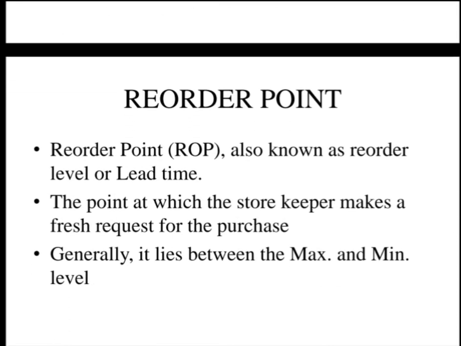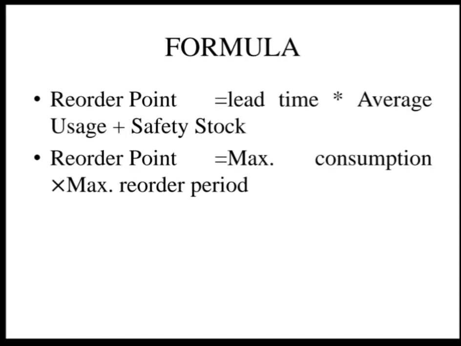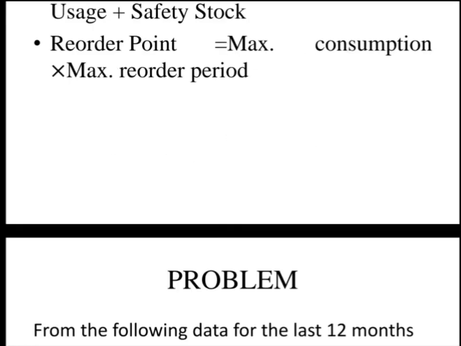Now we'll see what the reorder point is. From the word, it is clear. Reorder means the point at which we have to reorder or restock the items. The reorder point is also known as the reorder level. It is the point at which the storekeeper makes a fresh request for purchase. Generally it lies between the maximum and minimum level. So we'll see the formula of the reorder point or reorder level, how it is calculated. It is lead time into average usage, that is average daily usage, plus safety stock, or the other equation is maximum consumption into maximum reorder period.